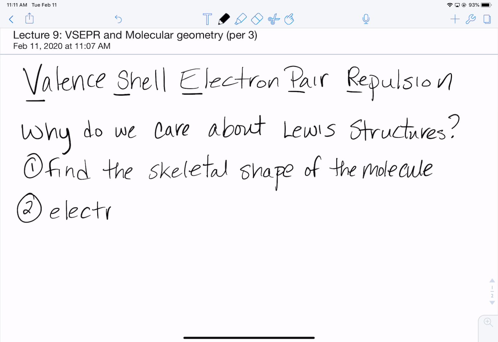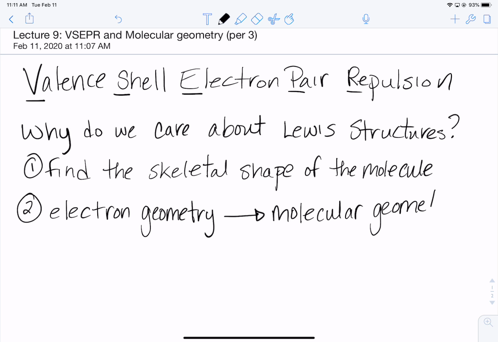What do I mean by electron geometry? That will lead us to the molecular geometry. And finally, why the heck do we care about the molecular geometry? It's because it tells us solubility. Solubility is an important physical property of many compounds.